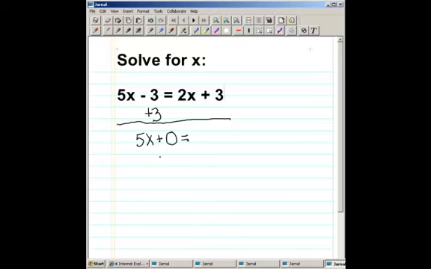Now, an equation is just like a balance. So if I choose to add 3 to the left-hand side, I must also, at the same time, add 3 to the right-hand side. By adding 3 to the right-hand side, 3 plus 3 is 6. And I have the equation 5x plus 0 equals 2x plus 6. 5x plus 0 is simply 5x.